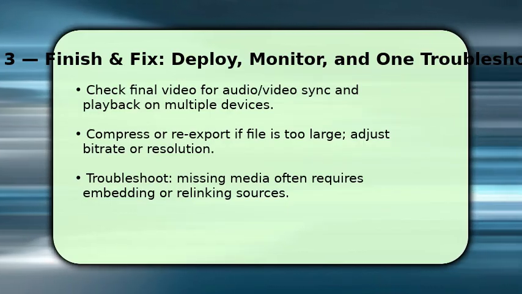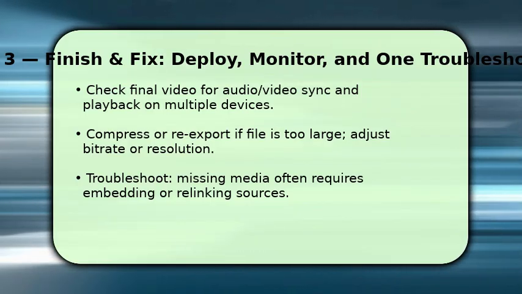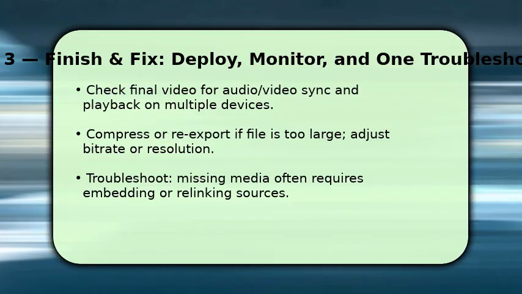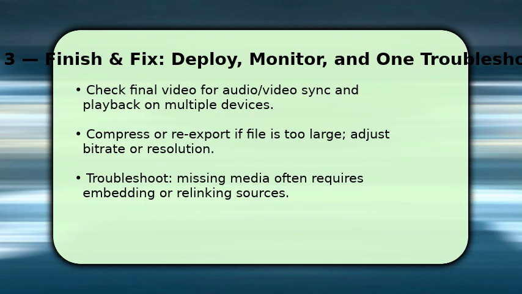If the file is too large, compress with a lower bitrate or re-export at a reduced resolution. Make sure captions and audio remain intact. If something goes wrong, first check for missing or unembedded media, relink original files, or embed them before re-exporting. Lastly, if audio and video fall out of sync, re-record the affected segment and export again to fix timing discrepancies.